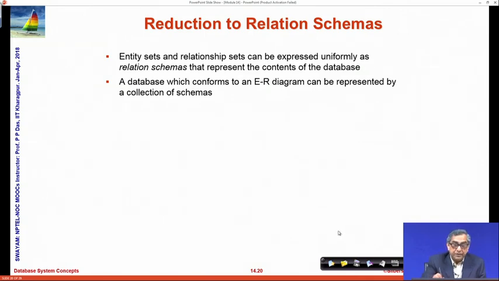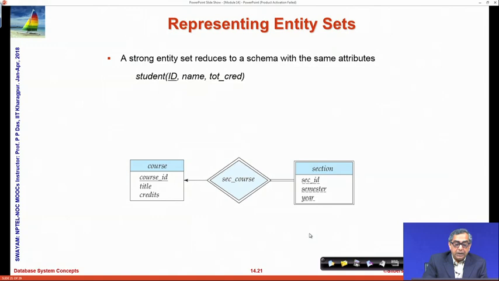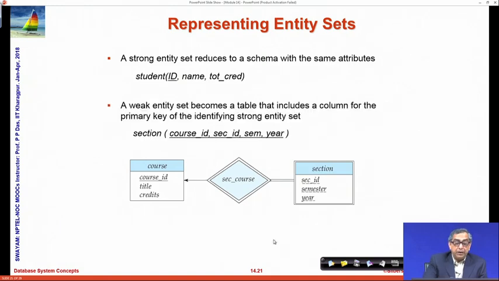And so the database finally can be represented simply as a set of schemas, each one of which must have a set of identifying primary key. So, let us look into that. A strong entity set reduces to a schema with the same attributes, for example student. So, student has ID, name and total credit, which we saw earlier. Now, this gets converted to a schema with ID being the primary key.